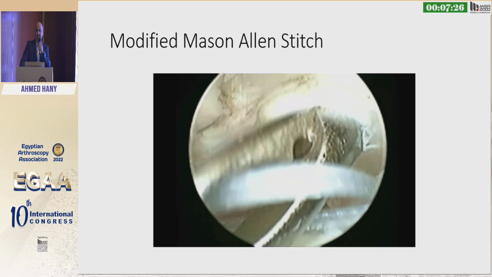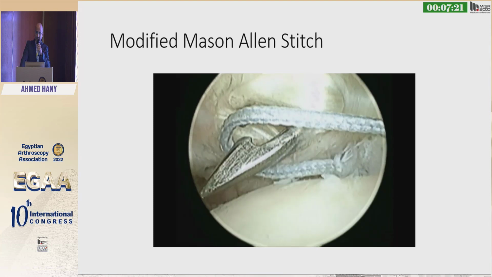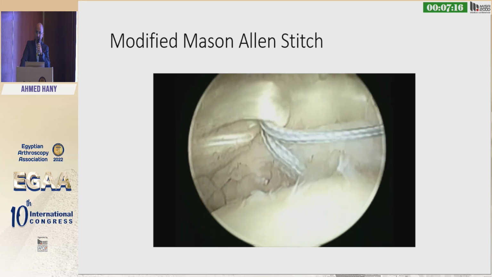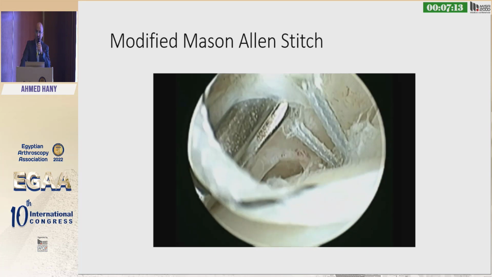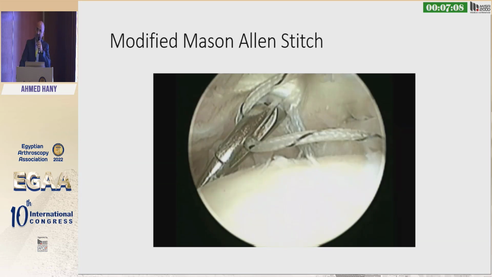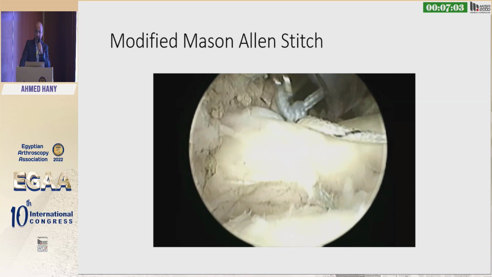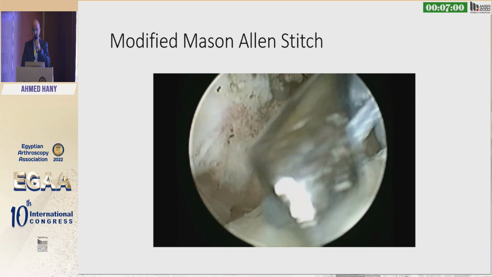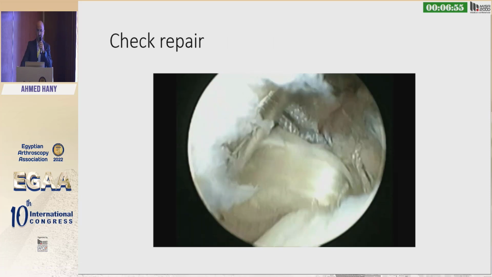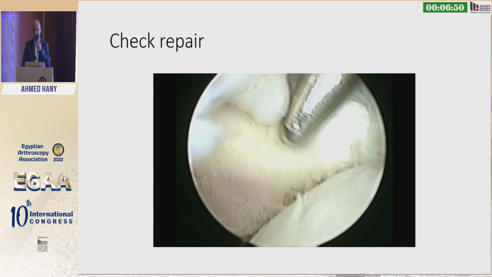I usually use a modified Mason Allen stitch with a double loaded anchor, where I pass two limbs in a matrix fashion and one other limb of the remaining suture medial to the first two. It gives me a ripstop effect with a compression effect as well. I usually use one anchor, very rarely do I need two. And then you need to check your repair after you finish. And if you follow these steps, it should be much easier.